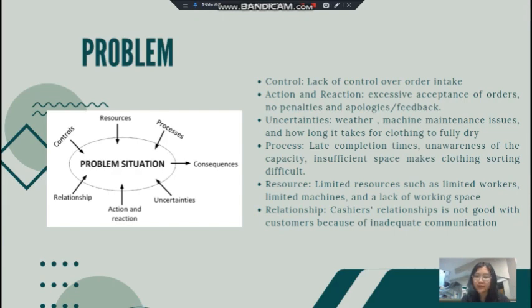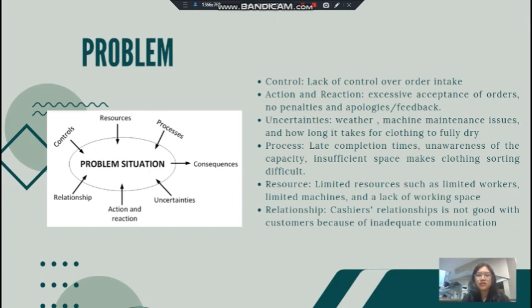The third aspect is the uncertainties. These occur from the weather affecting drying times, machine maintenance issues, and how long it takes for clothing to fully dry due to the tight spacing between garments, and this is aggravated by under-drying, which comes from a lack of drying area. The next aspect is the process. The late completion times in washing services are also caused by a lack of control over order intake, which leads to unawareness of the capacity that can be completed. Furthermore, insufficient space makes clothing sorting difficult, resulting in customer clothing mix-ups.